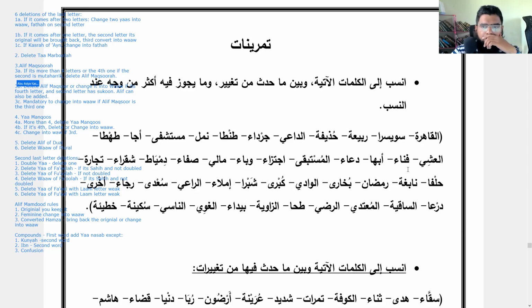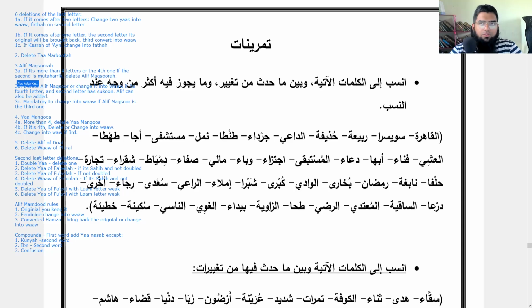Then we have Fana. Which rule applies here? Fana applies to Mamdood rules. You have to know, is the hamza converted or original? It's not original, because Fana yafni, it's a ya. So it's converted. For converted, you can do Fanayi or keep the hamza, Fana'i. Or Fanawi actually. For converted, you bring waw, not keep the original hamza. So you say Fanawi, destroyed.